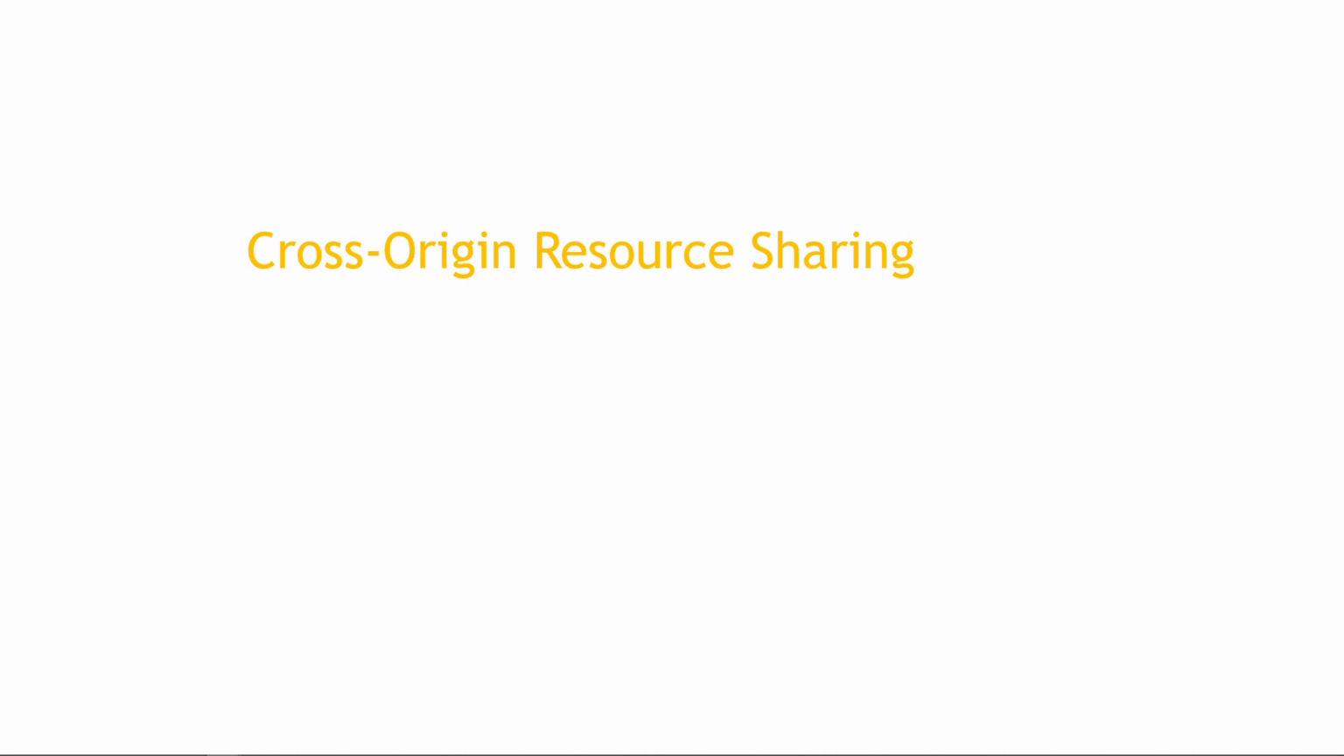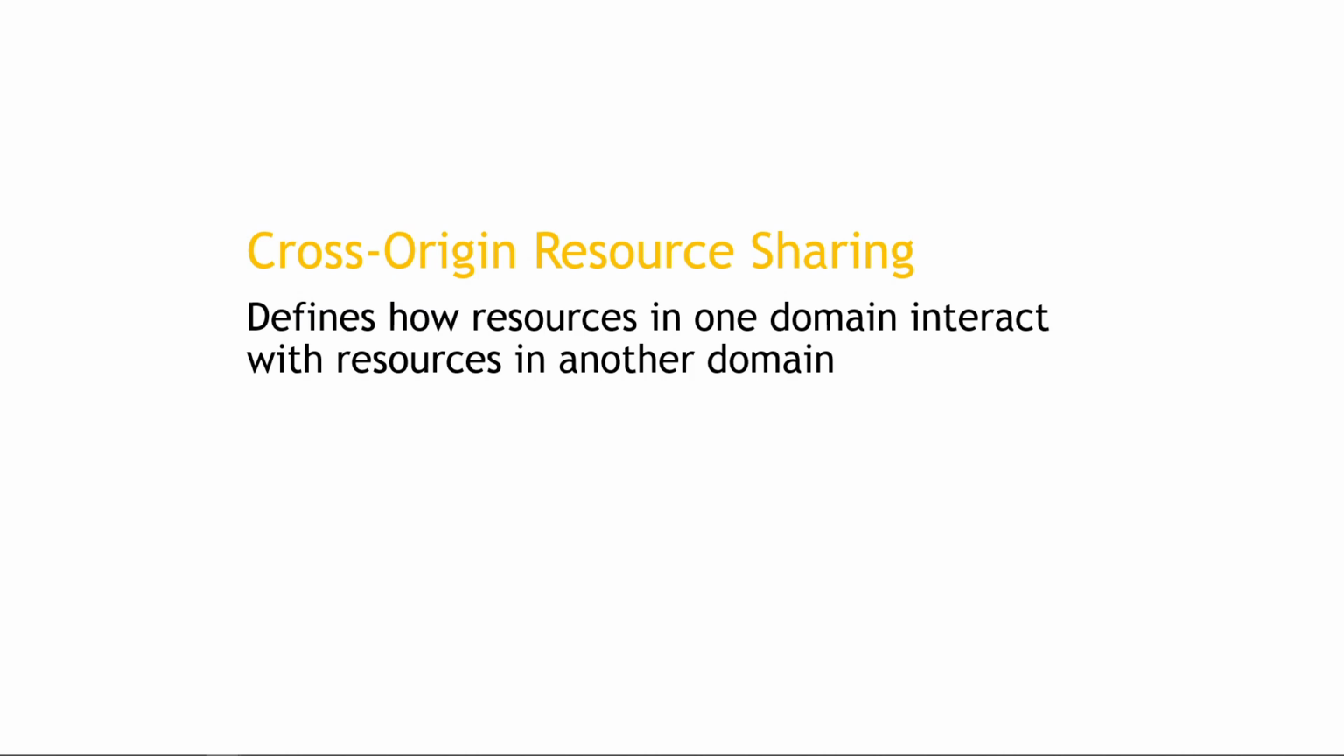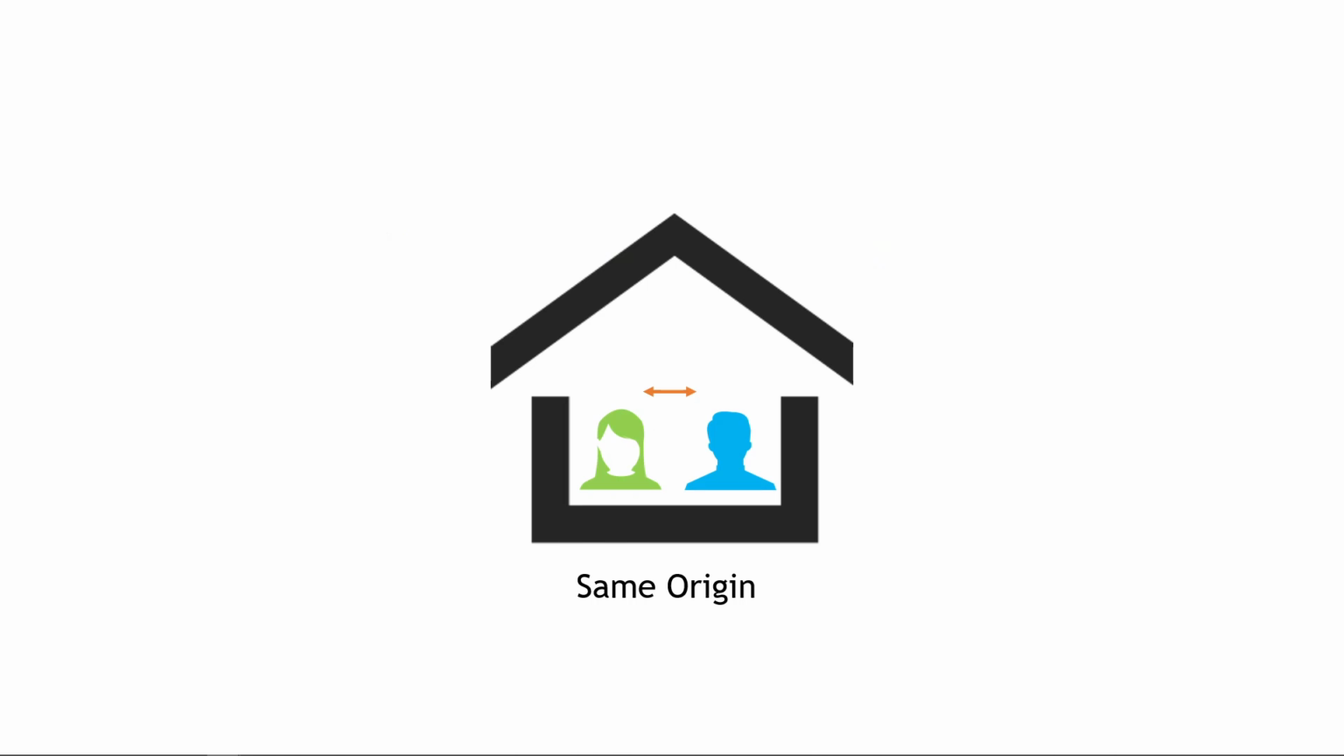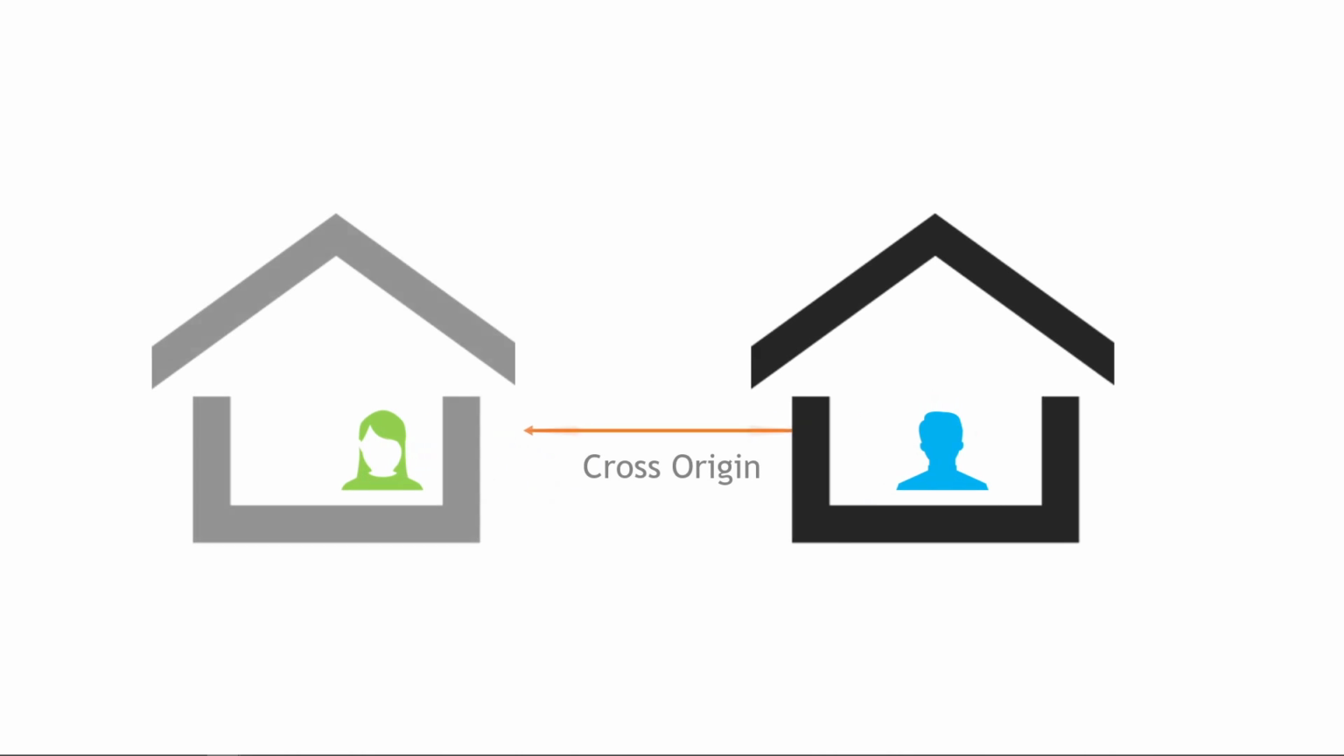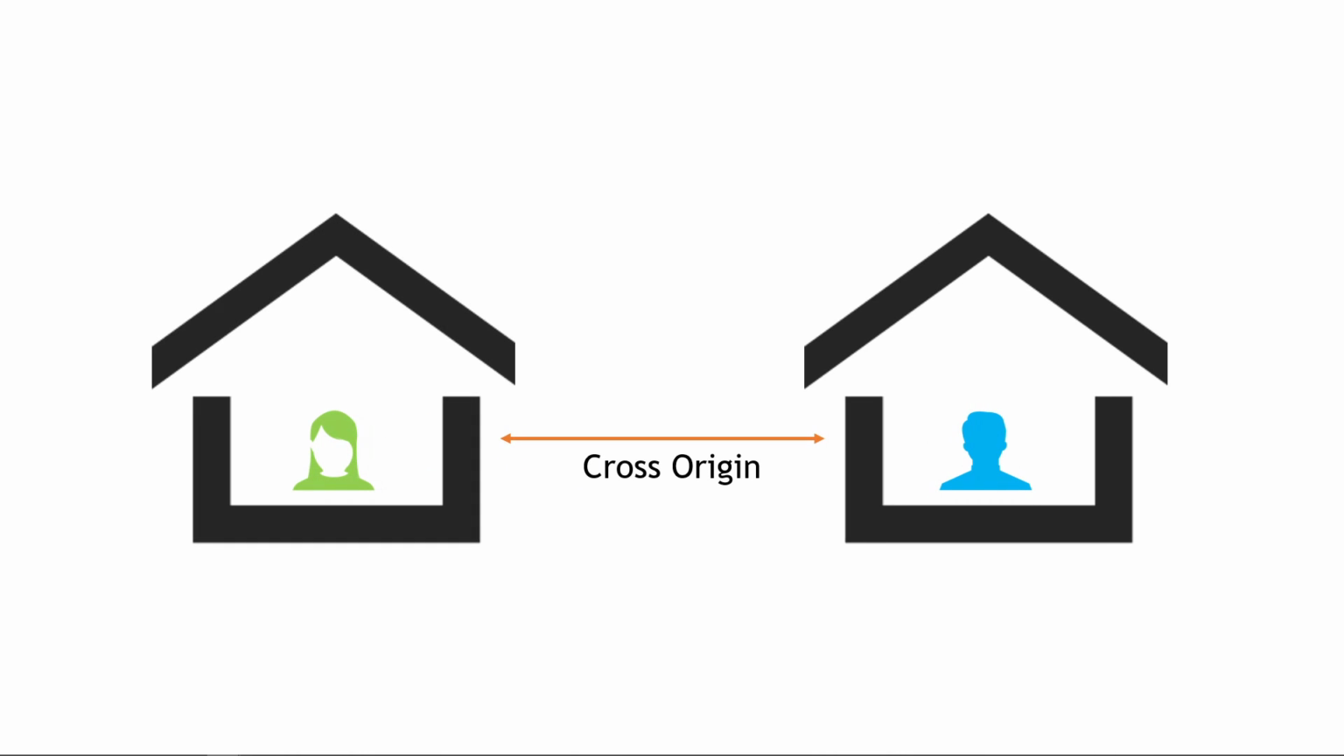Cross-origin resource sharing. This defines how resources in one domain interact with resources in another domain. In plain English, a real-world example would be something like a house. Here you're in the same origin or same domain, and two people in that house can easily communicate. There's no barriers there. But what if one person goes to another house? Then you do have some barriers to communication, and you're in two different origins or domains. So this would be an example of cross-origin.